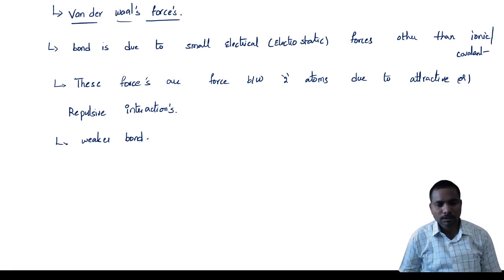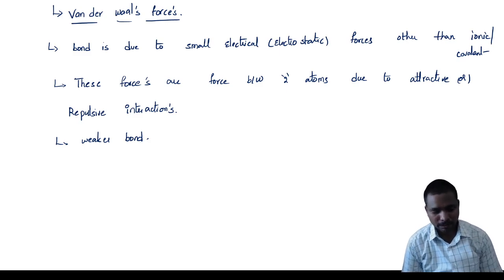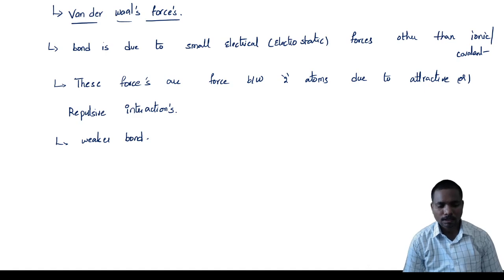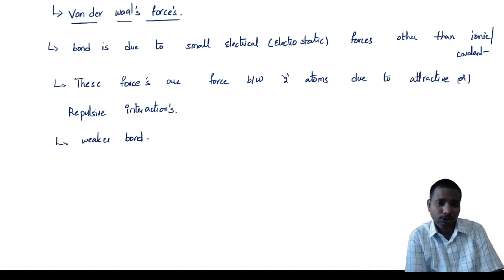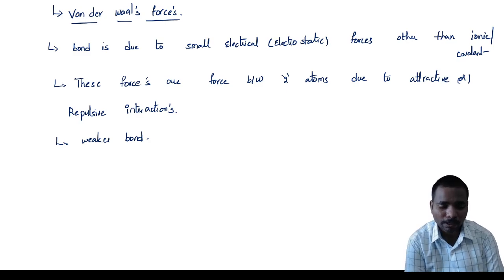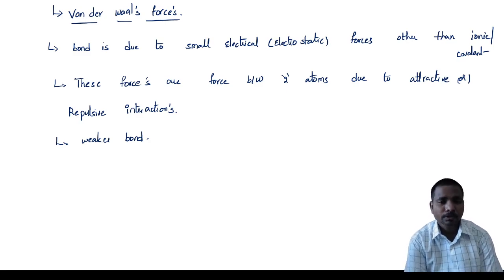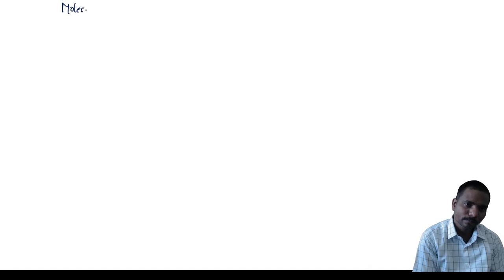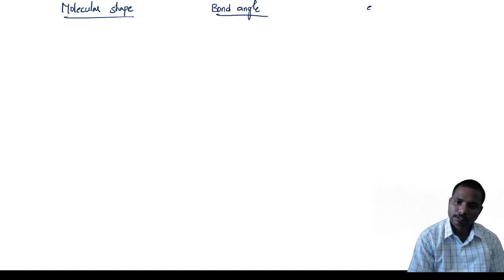Now after this, we have to take one important table, that is nothing but the molecular shape, the bond angle and examples. Sometimes we may get a question on that, so I want to give that one. If you go with the molecular shape and corresponding bond angle and example elements.